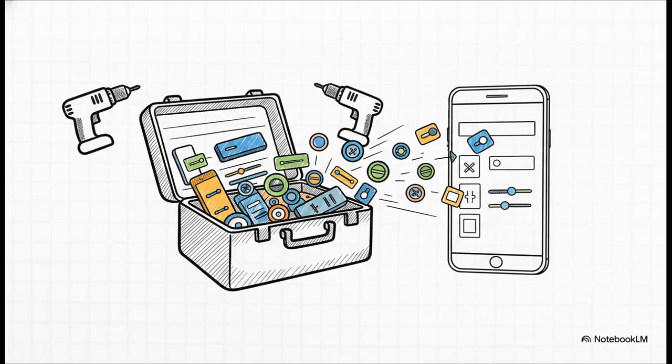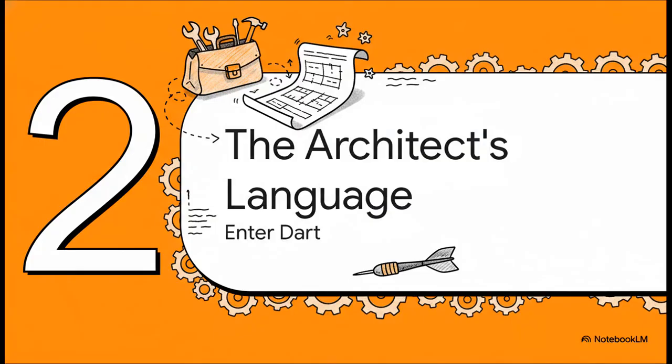Yeah, so Flutter is exactly that, the ultimate power toolkit. It's just loaded with all these ready-to-go pieces like buttons and sliders and text fields, and it lets developers whip up gorgeous working apps incredibly fast. But a box of the best tools in the world is pretty useless if you don't have a plan, right? You need instructions. You need a blueprint. And that is where Flutter's crucial partner comes into play, the architect's language, Dart.